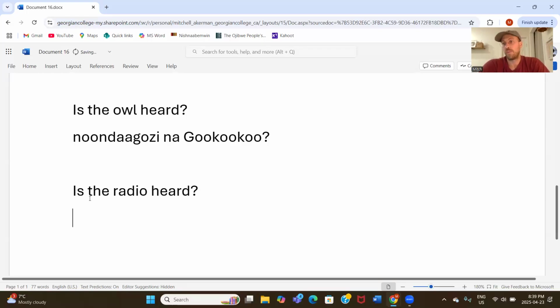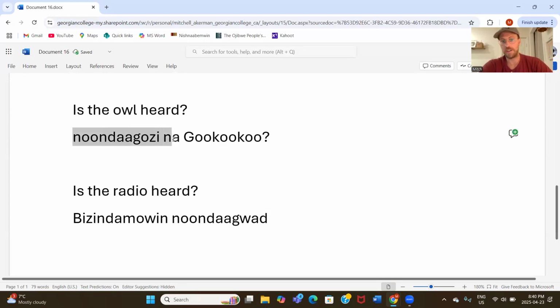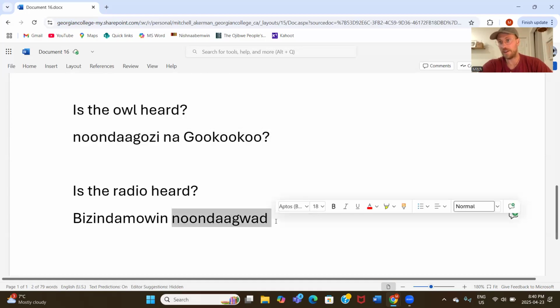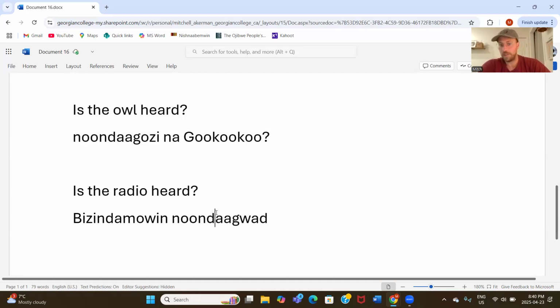Okay. So the word for a radio in the language is bizin damwin. Bizin damwin is the radio, and the radio is inanimate. So then we need to pick a VII verb to talk about anything that the radio is doing. In this case, being heard. So then non dogwad is the pair to non dog is it. He or she is heard. Non dogwad, it is heard. Okay. Bizin damwin, non dogwad.